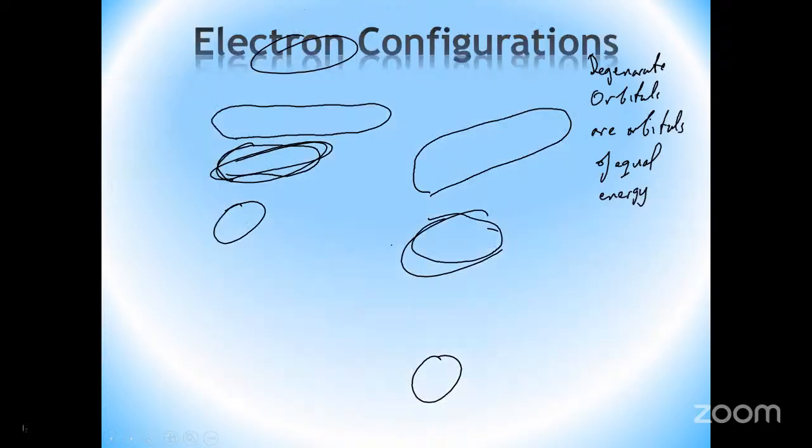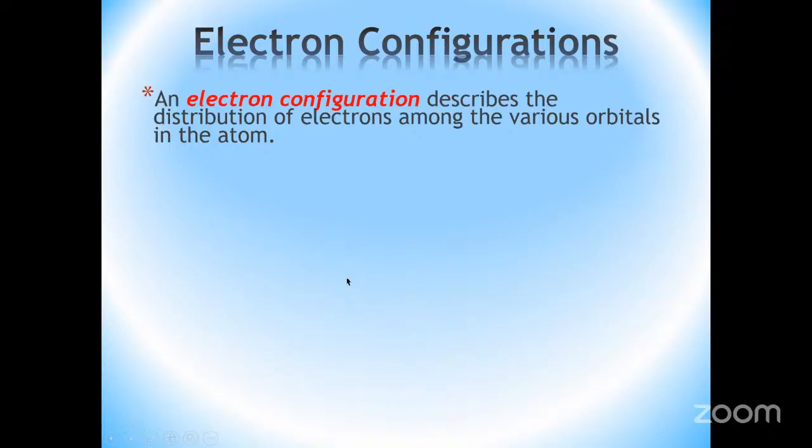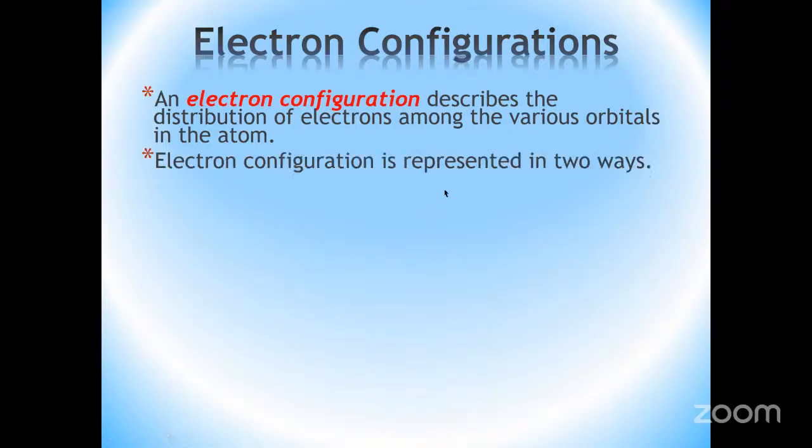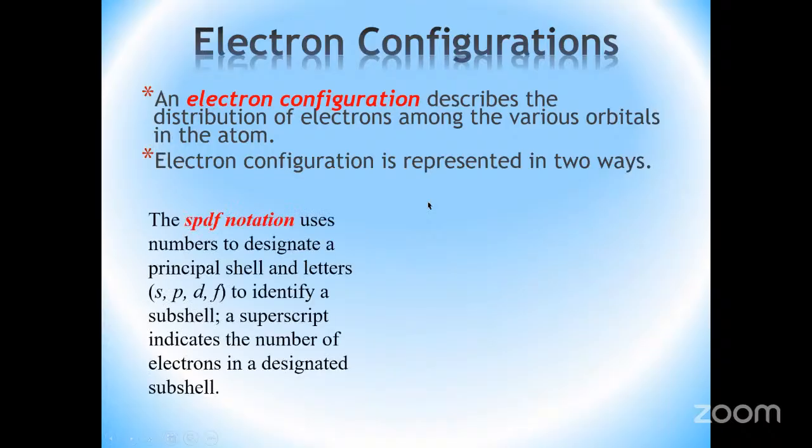Let me clear this here. Okay, so now we're going to talk about the electron configuration. Whenever you hear that term, what it's referring to is how the electrons are distributed among the subshells within an atom, and also among the orbitals. There are two main ways of representing the electron configuration.